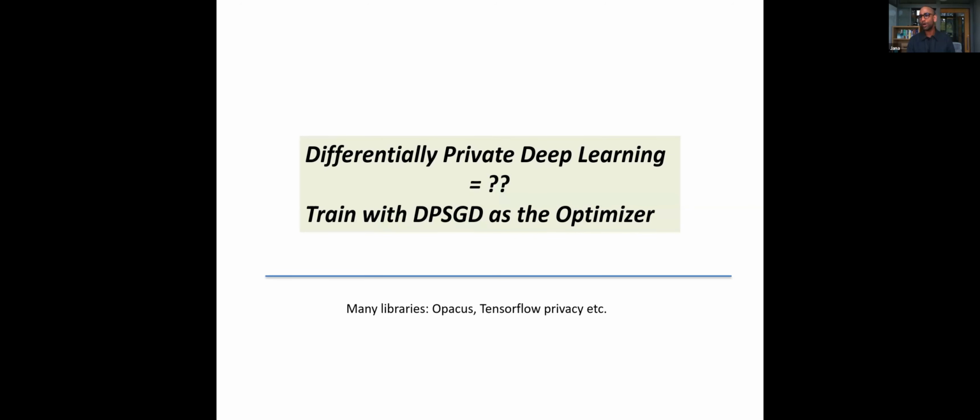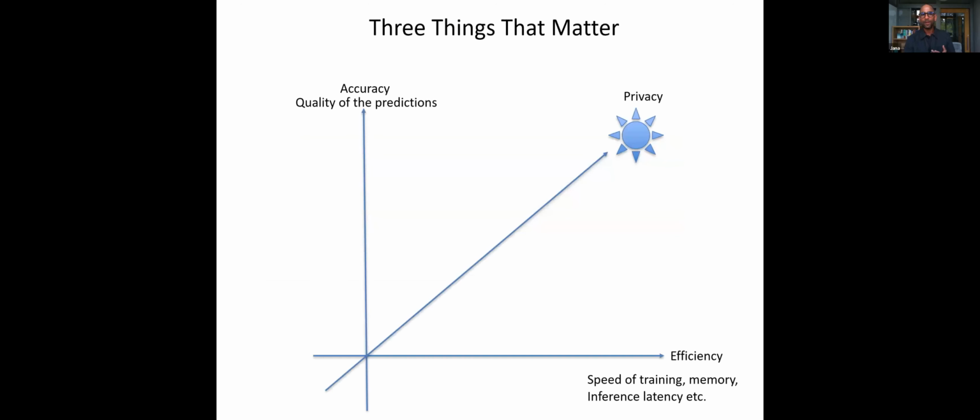So at this point you might be thinking, okay, is the research done? Does differentially private deep learning simply mean training with DPSGD as an optimizer, right? And right now, I have to tell you that there are plenty of libraries out there, like Opacus and TensorFlow, which support training with differential privacy, right? But that's not the whole story.